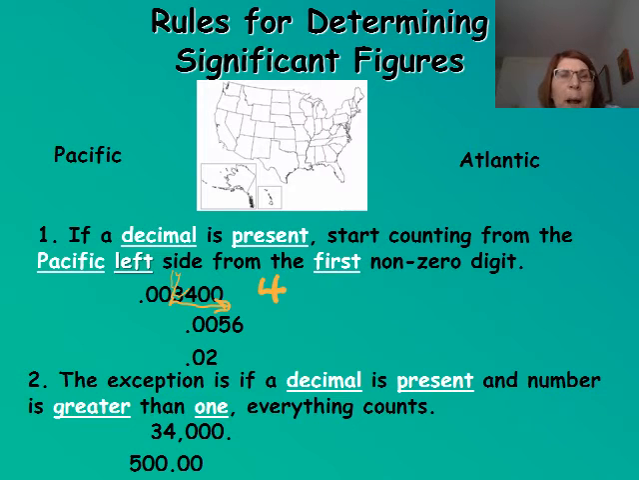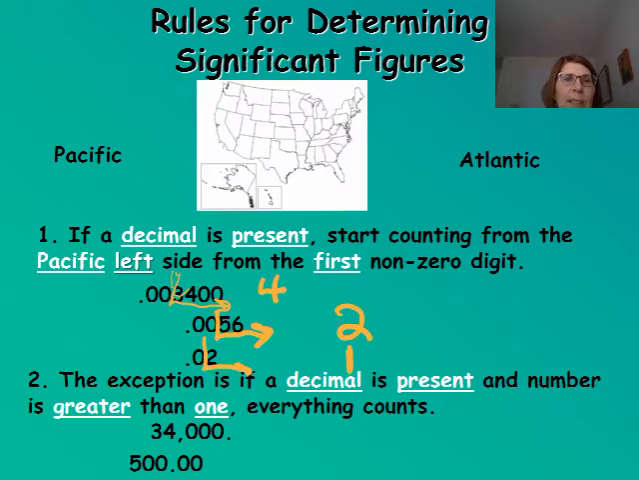If we're talking about 0.0056, we would start from the 5 and go right. That would mean I have 2 significant figures. If we were talking about 0.02, that 0 there is not significant. So that would mean we have 1 significant figure.